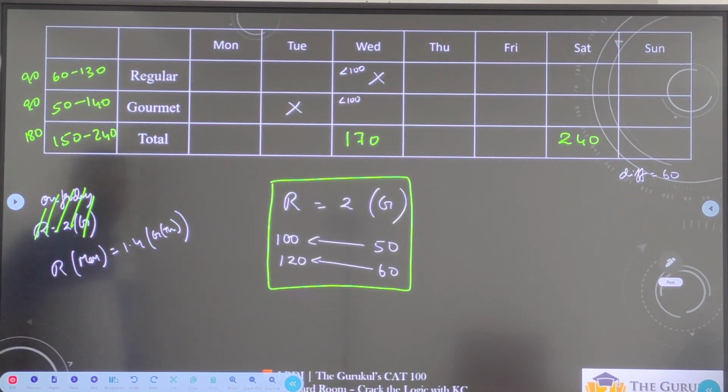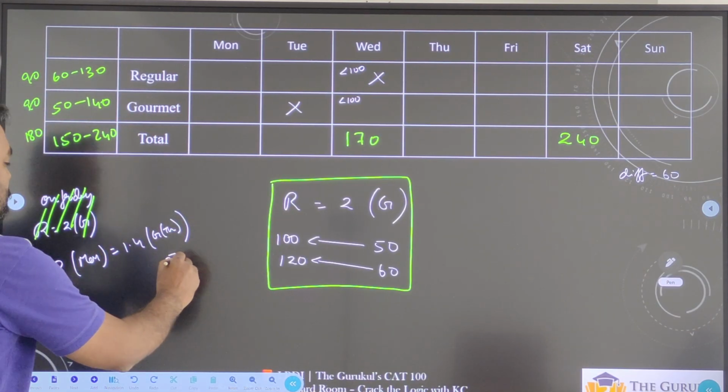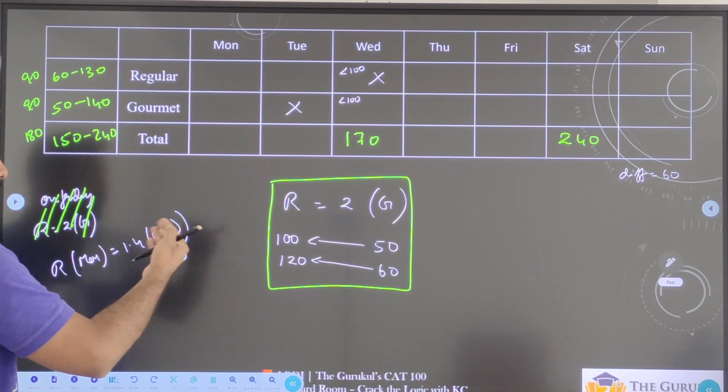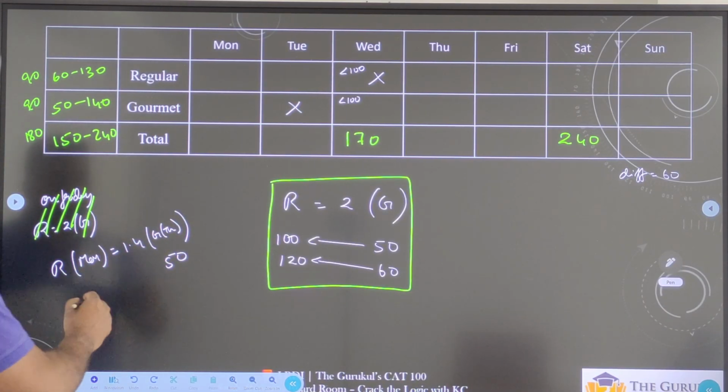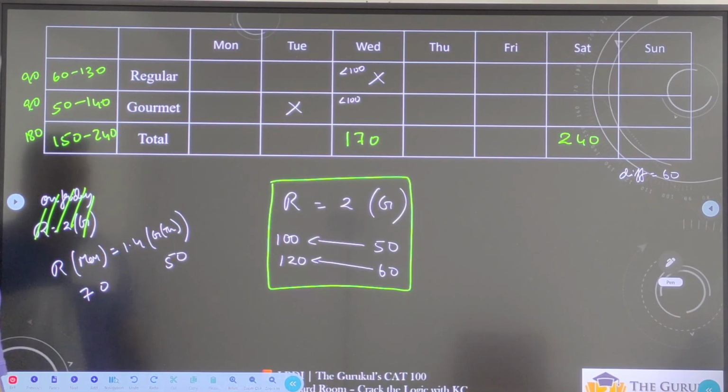Now regular on Monday is equal to 40% more than regular on Thursday. Now what can be regular on Thursday? The least value can be 50. If this is 50, 1.4 times, which is 40% extra: 10% will be 5, 40% will be 20. So this will be 70 regular on Monday.